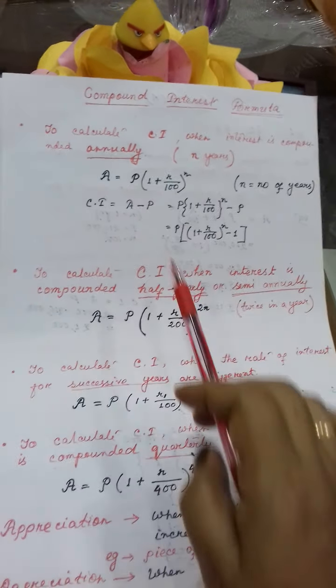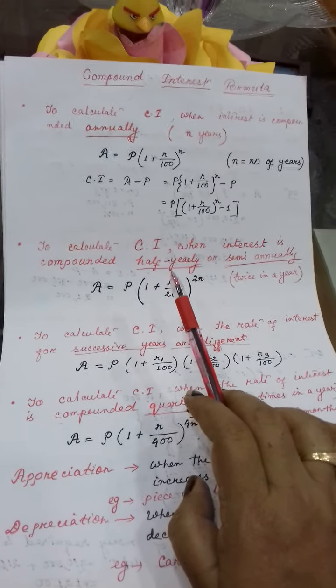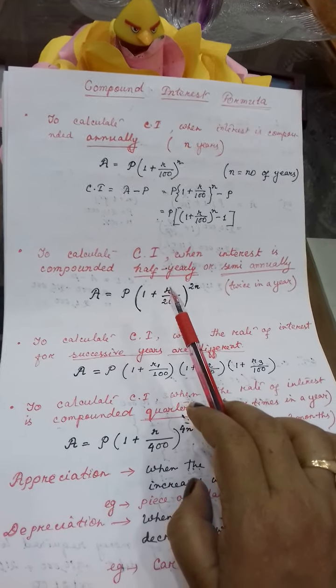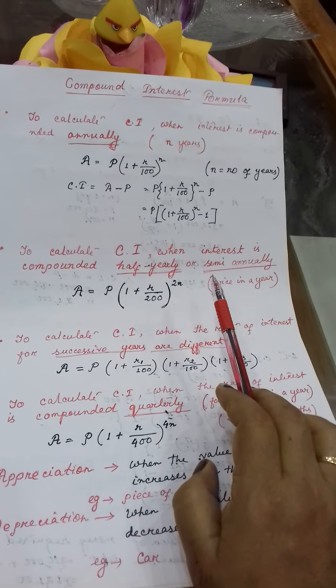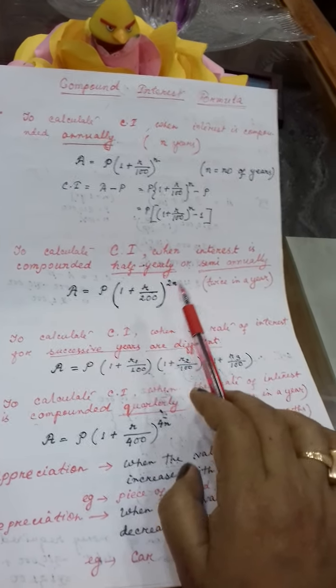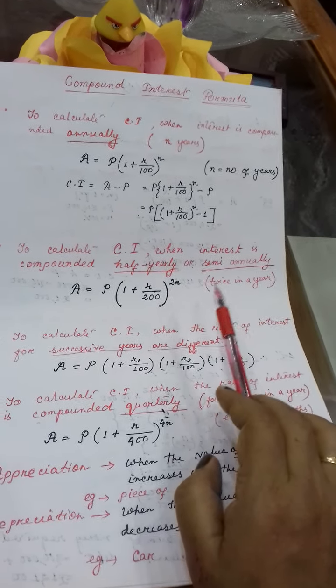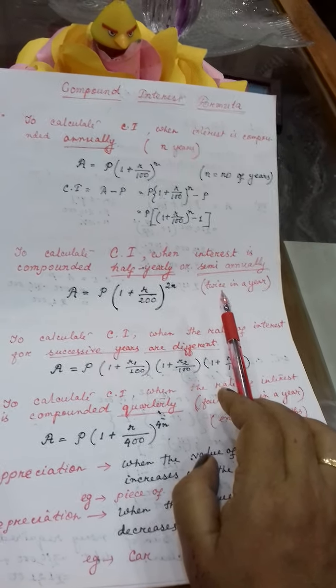Understood? Next, if you have to find out the compound interest half yearly, that means when the interest is compounded half yearly, or it can be told as semi-annually. Half yearly means twice in a year. That means in 1 year, 2 times your interest will be calculated or compounded.